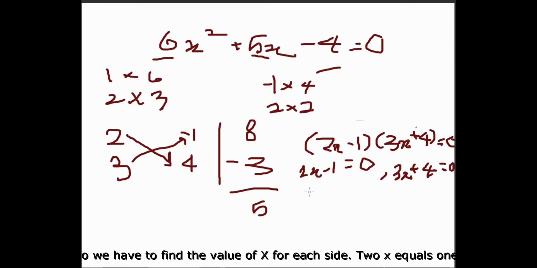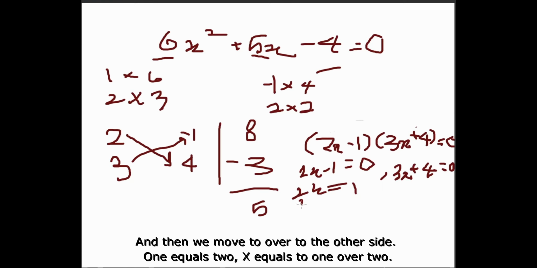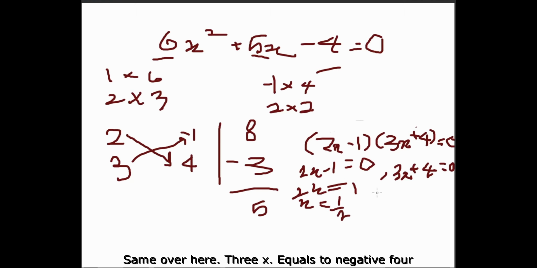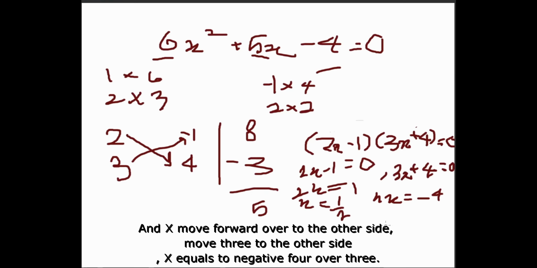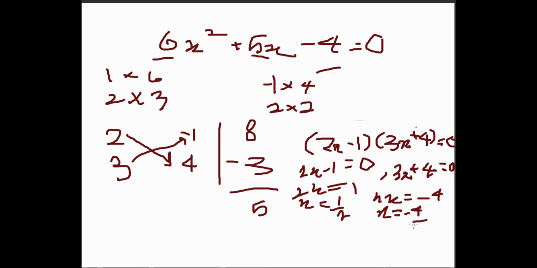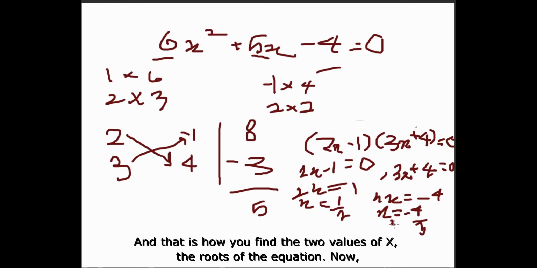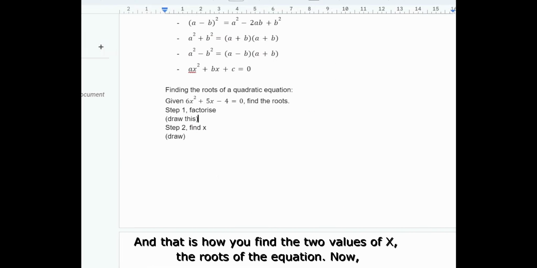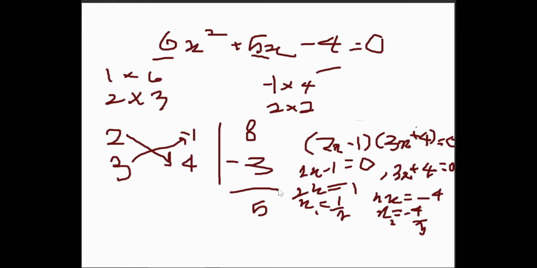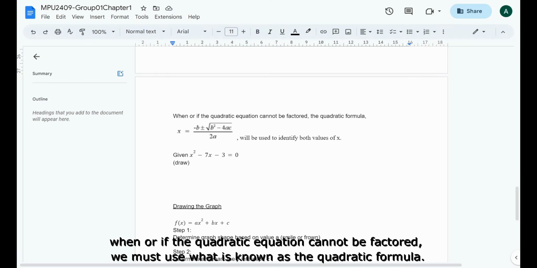So we have to find the value of x for each side. 2x equals 1, and then we move 2 over to the other side. x equals to 1 over 2. Same over here. 3x equals to negative 4, and we move 3 to the other side. x equals to negative 4 over 3. And that is how you find the two values of x, the roots of the equation. Now, hopefully you can understand that, and then we will move on to the next one.